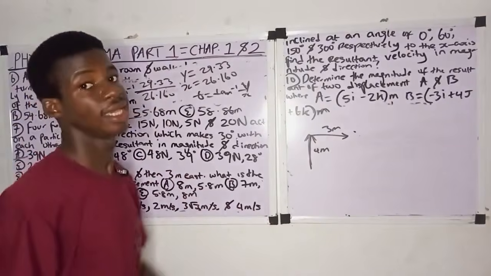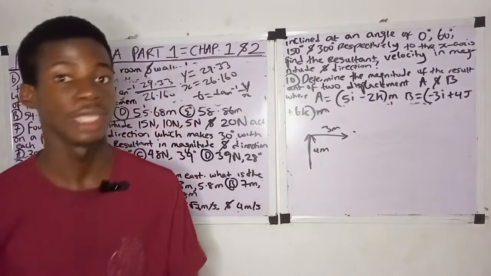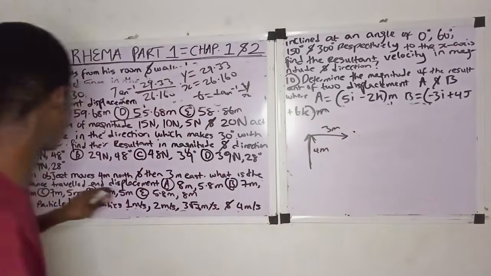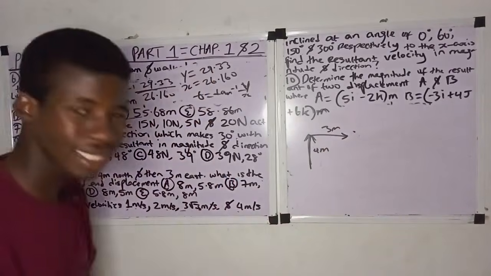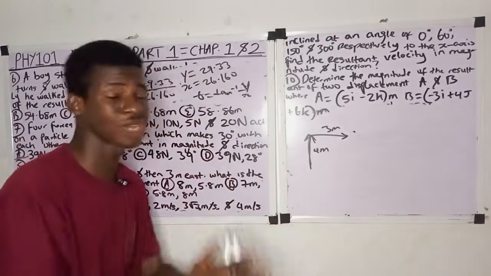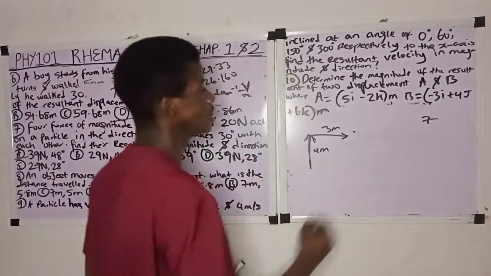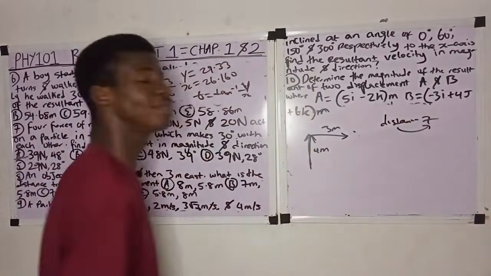It's very easy. Distance is a scalar quantity, displacement is a vector quantity. To get a scalar quantity, we just add them together. So what is distance? Add them directly together. So 4 plus 3 will give us 7, right? So the distance is 7. What about displacement?